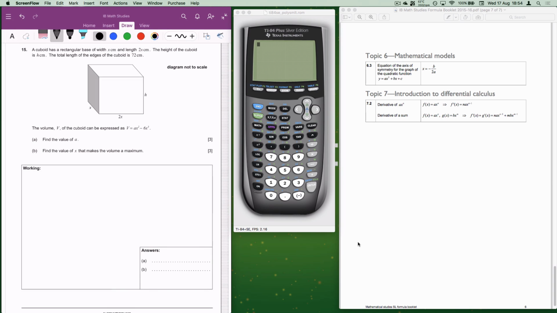Now, this is a little tricky question. What we really have is two different variables here, x and h. And really, we'd like to have this h in terms of x. So if we think about what we have here, we know the total distance around the cuboid is going to be 72. So we've got 4 of these x's, because 1 would be here, 1 would be there, 1 would be there, 1 would be there, and so that'd be 4 of them.